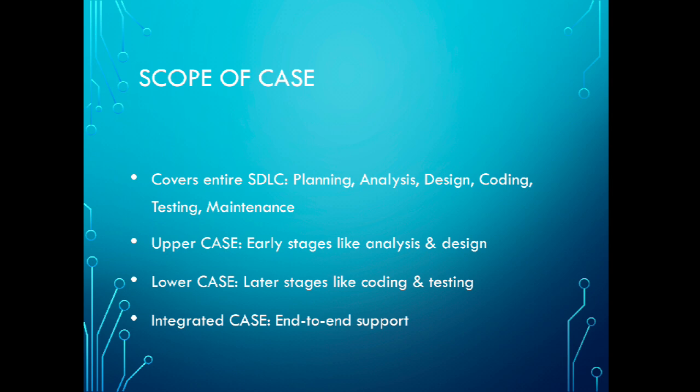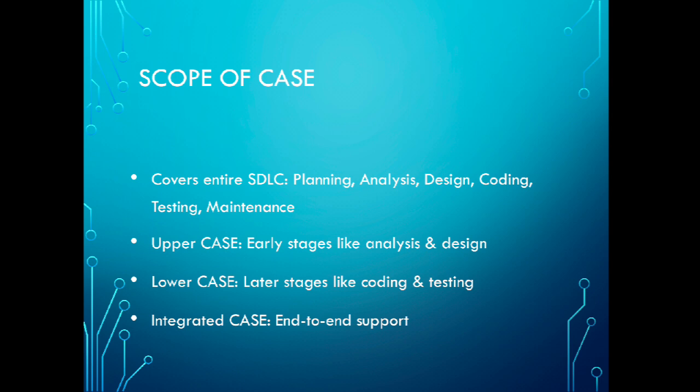And the last phase is the maintenance phase. Even after the software is released, CASE tools remain essential. Configuration management tools such as Git track every change made to the code base. If a new bug is introduced, the team can easily find out who changed what and even revert to a previous working version of the code. Based on the coverage of the SDLC, we can classify CASE tools into three categories: upper CASE tools, lower CASE tools, and integrated CASE tools.